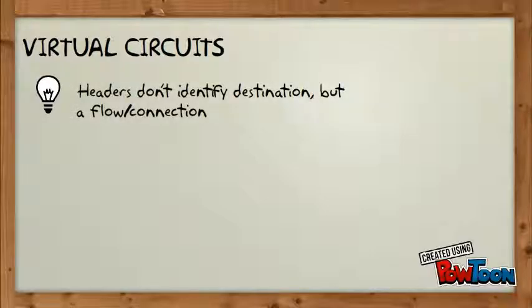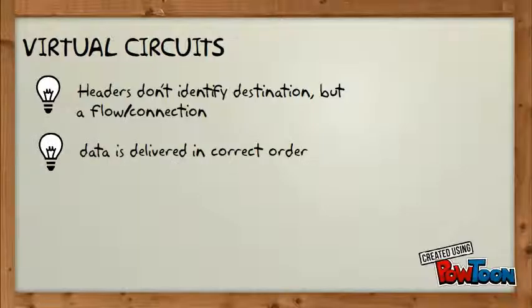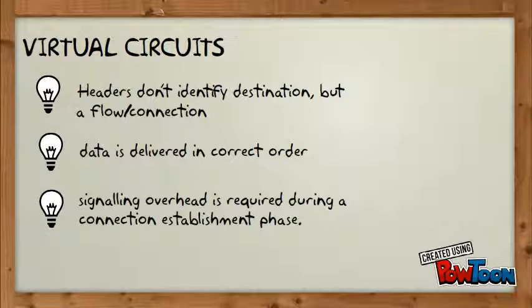In virtual circuits, headers don't identify the destination, but a flow or a connection. That is, they will say to which node the packet is to be forwarded, and we can expect the data to be delivered in the correct order. And also, signaling overhead is required during the connection establishment phase.